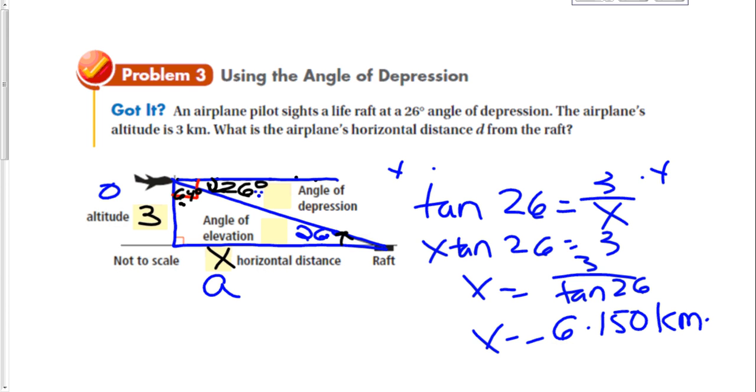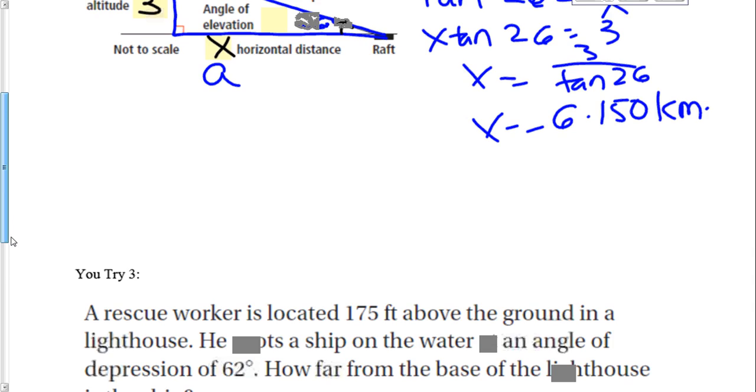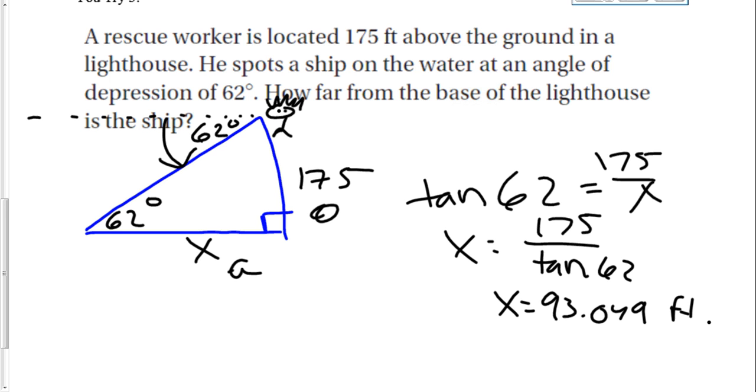All right, last thing. Please pause the video. Try number 3 on your own. Make sure that you draw a diagram first. Pause the video. All right, take a look. There's my person. The angle of depression going down is 62 degrees here, meaning that this angle down here is 62 because they're alternate interiors. The person is 175 feet above the ground. I'm finding how far from the base of the lighthouse to the ship. So here's the ship over here. That's a ship. All right, did my math, tangent, got my answer. We are all done for the day. Bring your questions to class.